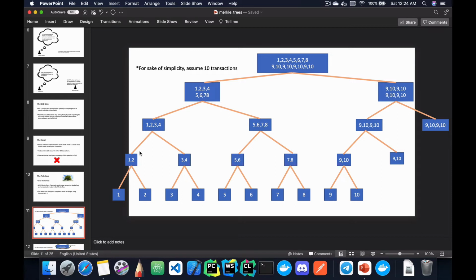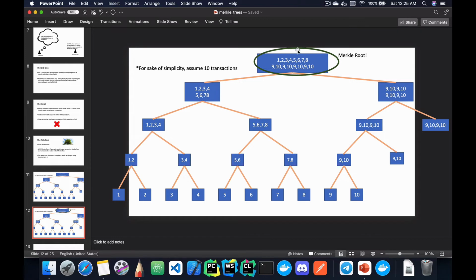Now, block 1, 2 contains the combined hash of transaction 1 and transaction 2. Block 3, 4 contains the combined hash of transaction 3 and transaction 4. Block 1, 2, 3, 4 contains the combined hash of transactions 1, 2, 3, 4. This particular block, as you might have guessed, contains the combined hash of the first transaction all the way up to the 8th transaction. Okay, so by now you should have a rough idea of what a Merkle tree contains. So now let's move on.